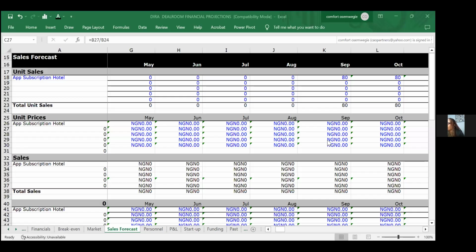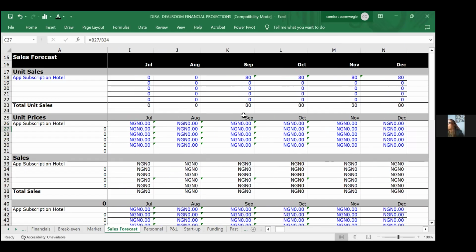So hold on, please. My system is going gaga again, the network. So okay, while I'm updating, the idea is what I'm trying to do is to help you capture your projections and have it for use or for any investor that may ask, especially those who want to see the Naira and Kobo you're talking about. So we'll get into September.